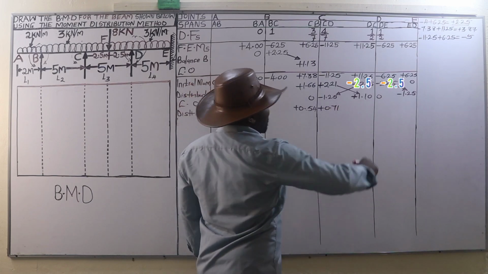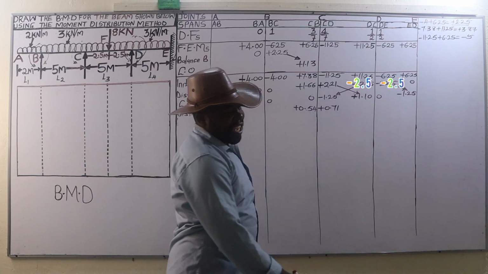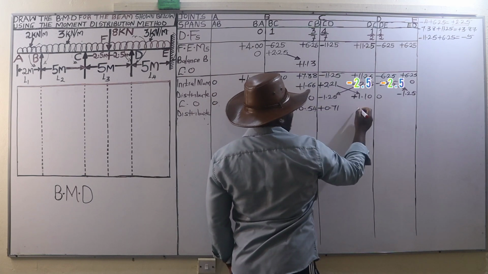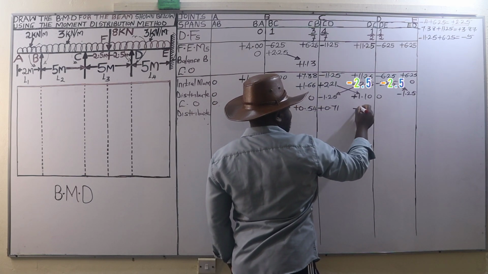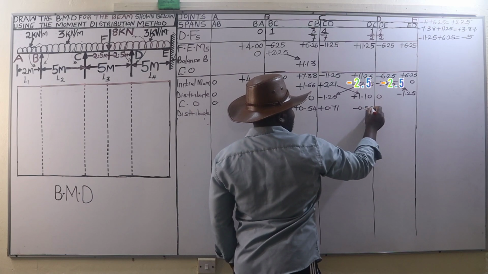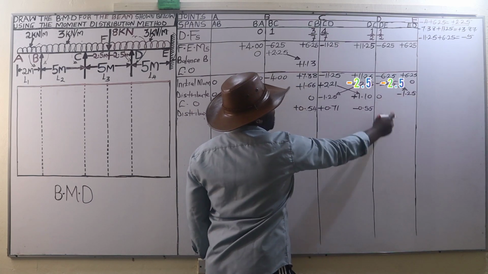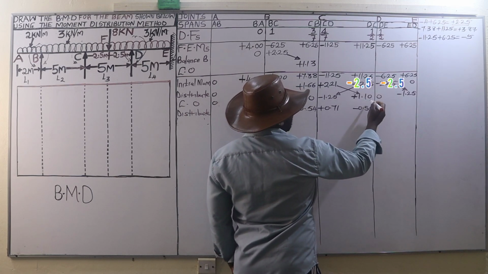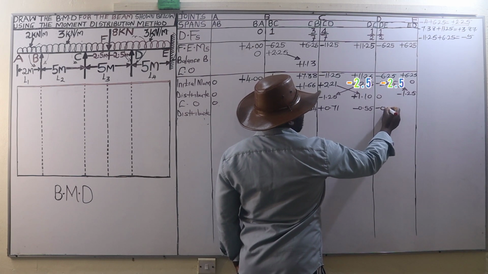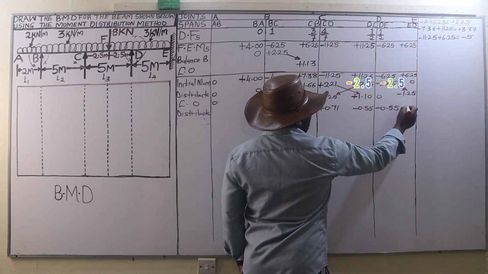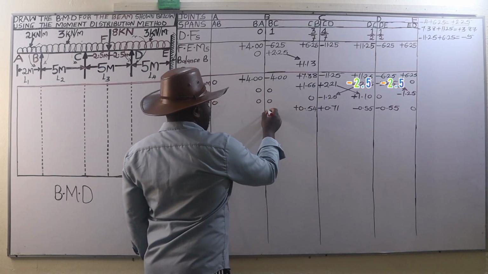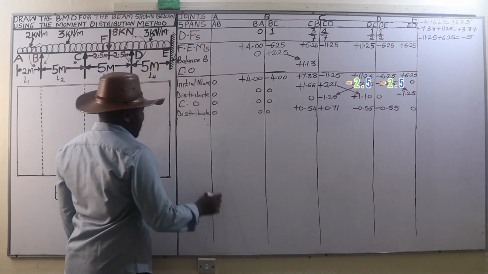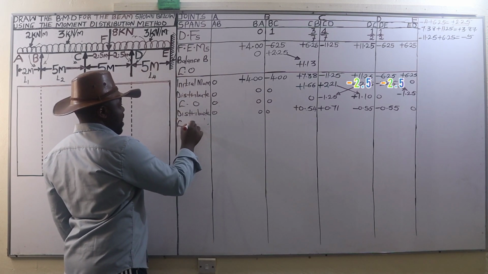Then positive 1.25 times 4 over 7, that is going to be plus 0.71. Then coming at this point, the excess moment is negative 1.10. So half of it here we are going to have negative 0.55, and on the member DE we are going to have a half times negative 1.10, which is negative 0.55. Then we input zeros on the other parts.